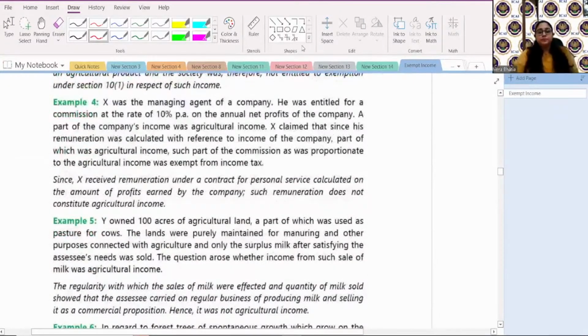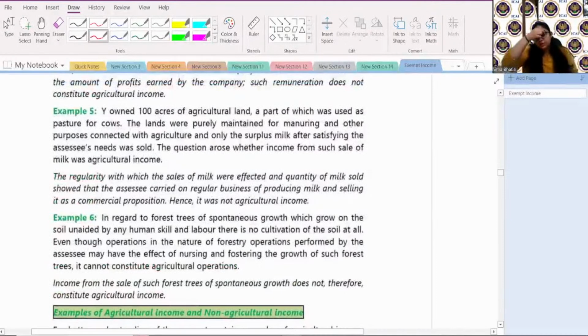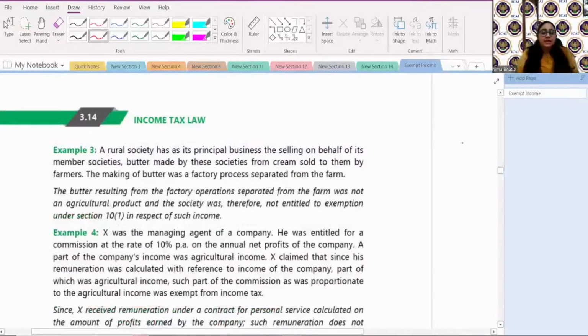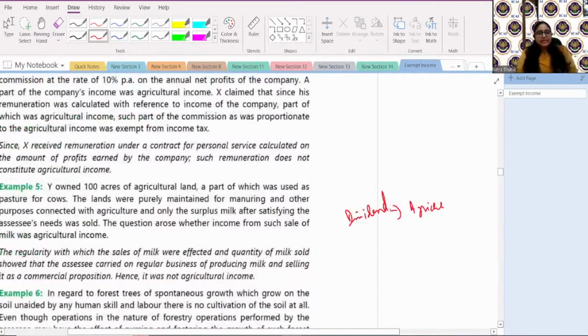Now, there were certain indirect connections which were being asked for. Indirect connections means, student, what actually is indirect connection? Now, suppose I am getting dividend from a company whose entire income is agricultural income. Can I say that this dividend is also an agricultural income?